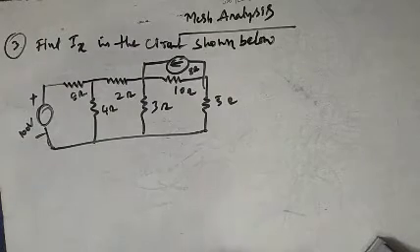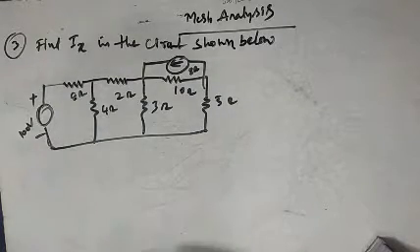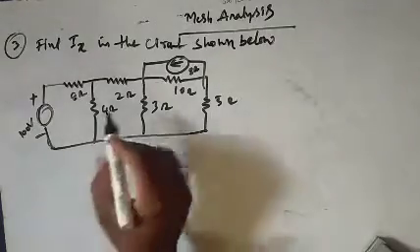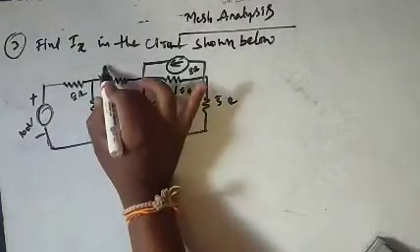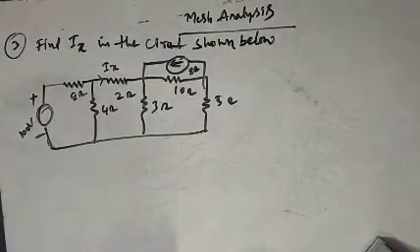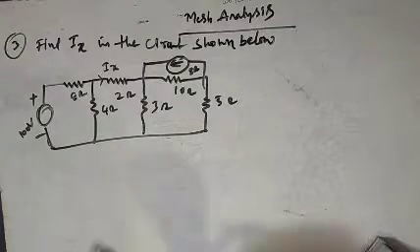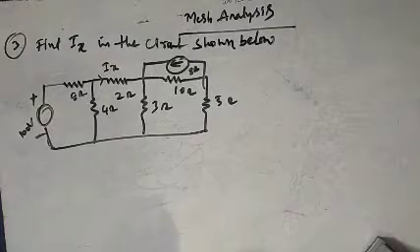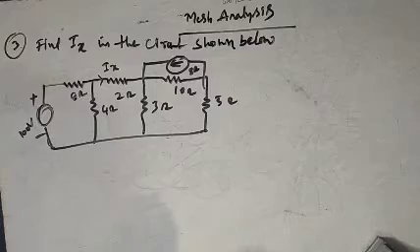Okay, welcome to another problem on mesh analysis. Here, in this problem, the circuit diagram is as shown. It is asked to find the current Ix, or else the current through the 2 ohm resistance. In this problem, you see that there is a current source, an ideal or independent current source.